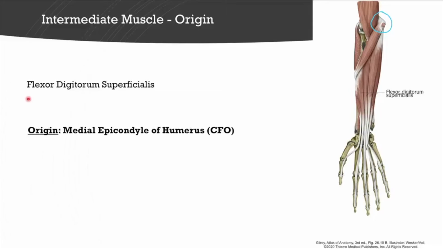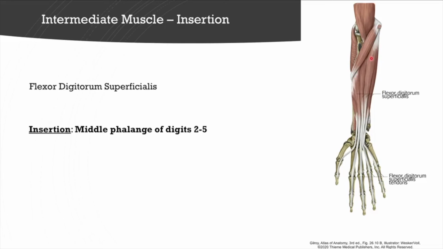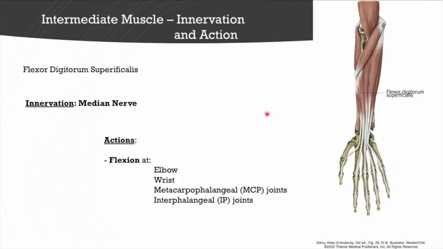Next, looking at the intermediate anterior forearm, there is one muscle, which is flexor digitorum superficialis. It again originates on the medial epicondyle of the humerus, and it spans to have a long, broad diagonal attachment. It travels distally to insert on the middle phalange of digits 2 to 5. The median nerve is responsible for its innervation, and flexor digitorum superficialis is able to cause flexion at the elbow, wrist, metacarpophalangeal, and interphalangeal joints.